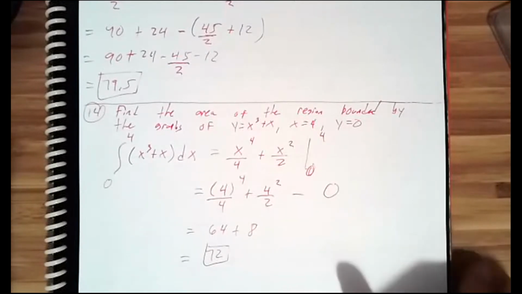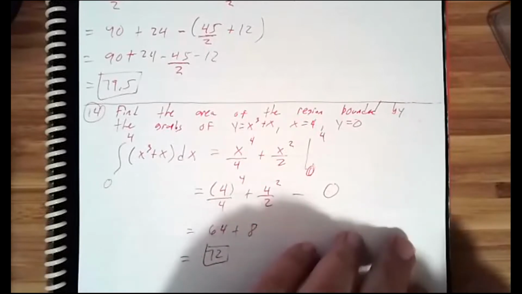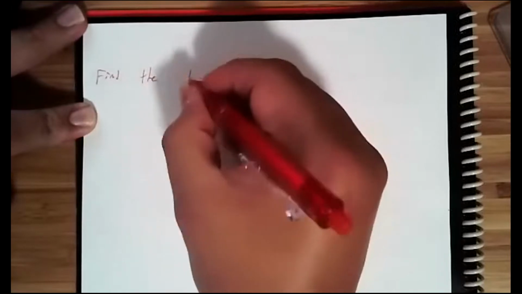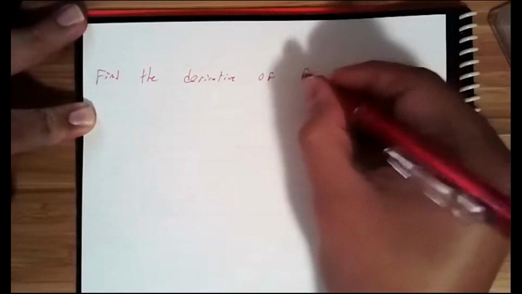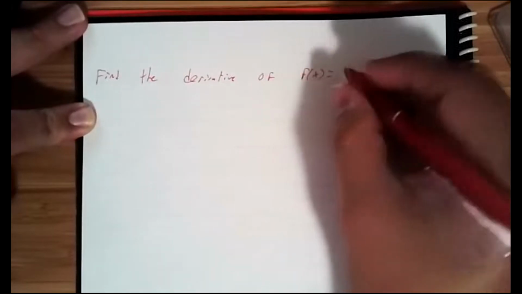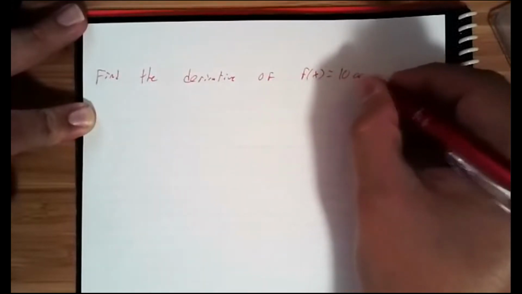All right, let's do the last one and then we'll stop there for the day. This is actually just a formula that uses the inverse sine. Oops, sorry. Find the derivative of f of x equals 10 arc sine.